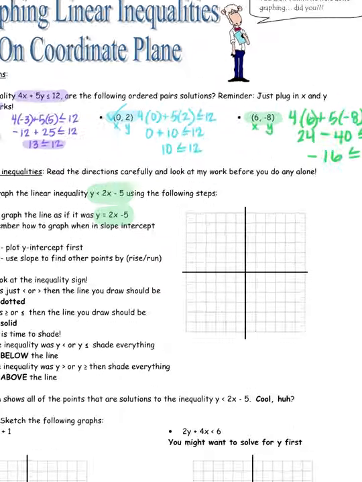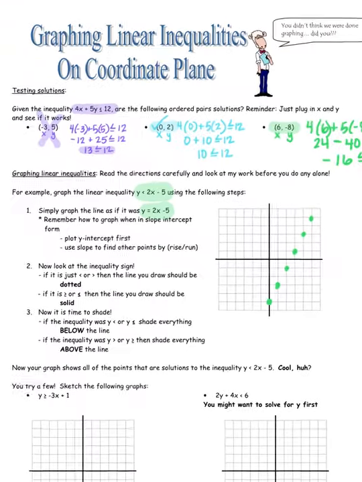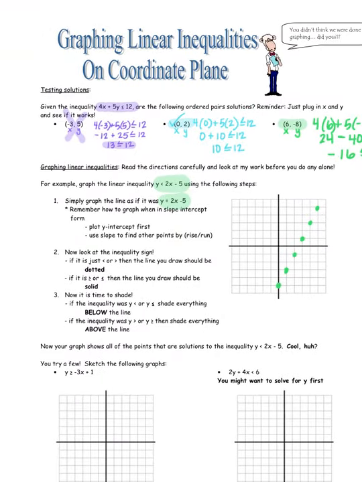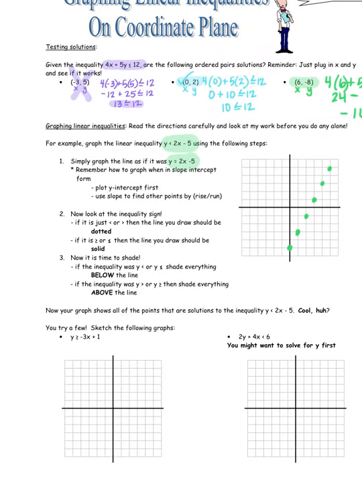So we all know how to plot the y-intercept first, which is negative 5. So I'm going to go down 1, 2, 3, 4, 5, negative 5. And then my slope is 2, so up 2 over 1, up 2 over 1, up 2 over 1, up 2 over 1, up 2 over 1. Okay, now before I draw my line, I am going to look at the inequality sign. So I'm on step 2 now. I've graphed my y-intercept and my slope.